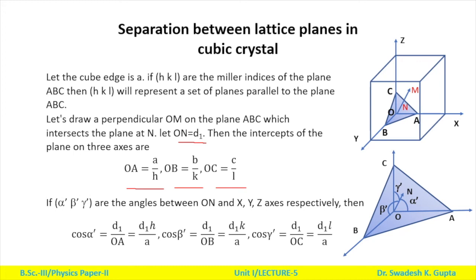Now if this perpendicular makes angles alpha dash, beta dash and gamma dash with the three axes x, y, z, then from the figure we can get cos alpha dash equal to d1 upon OA, cos beta dash equal to d1 upon OB, and cos gamma dash equal to d1 upon OC. Putting the values of OA, OB and OC, we can simplify this further.